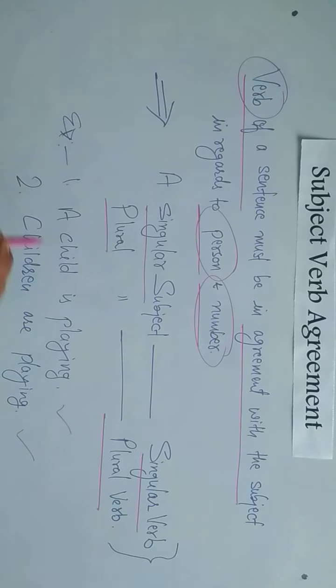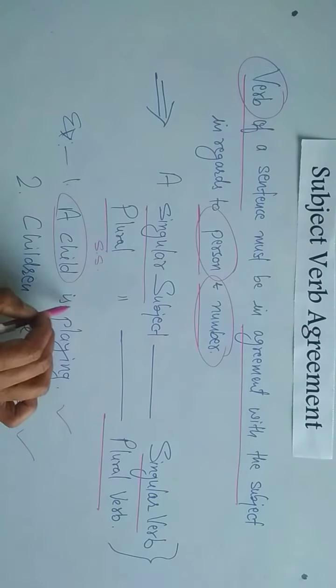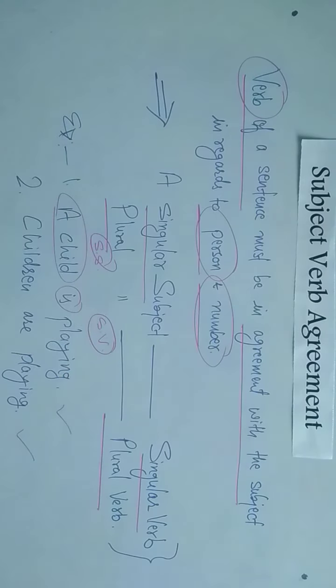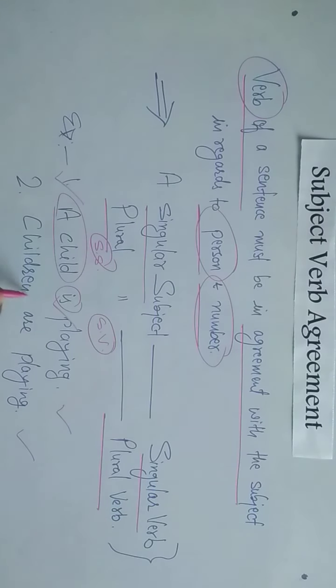Like in the first sentence, you can see a child. This is a singular subject. So here we used the verb is. This is a singular verb. So very simple, singular subject means singular verb. In the second sentence, children, this is a plural subject, and we use here are. Are is a plural verb. So singular subject means singular verb, and plural subject means plural verb.